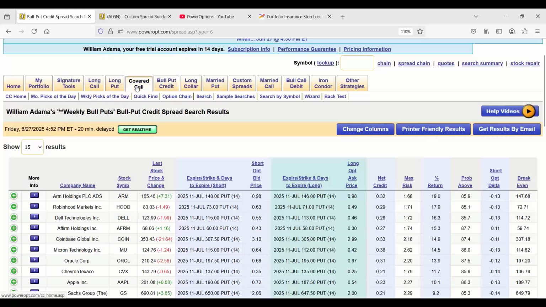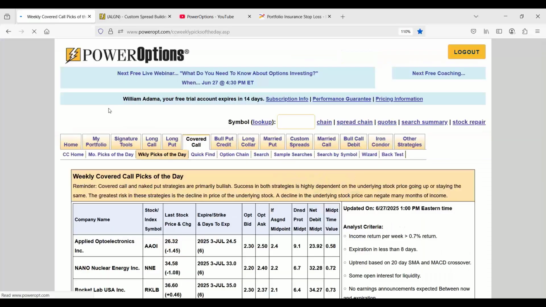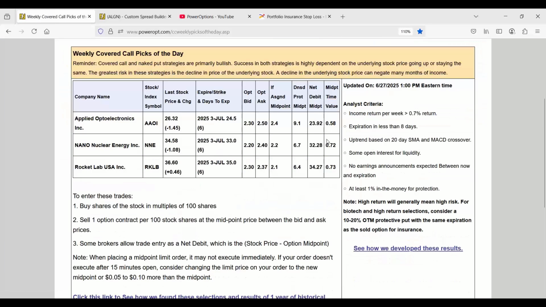But in our covered calls, in the cash secured naked puts and other strategies, you will see the weekly picks of the day and monthly picks of the day as well. With bull puts, we just prefer to use that 2-week out weekly screen. Tested, that's worked out better for us. On covered calls, you've got monthly and weekly.